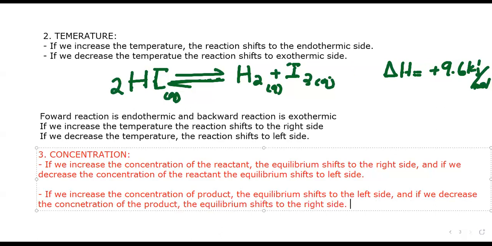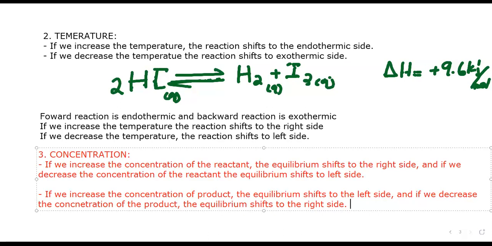If I increase the concentration of the product, the equilibrium will go to the left side. The reaction will go backwards. Why? Because we have too much product. According to Le Chatelier's principle, the reaction has to shift in such a way that it can oppose the change. So the change is an increase in concentration. To oppose it, I have to decrease the concentration. How can I decrease the concentration of the product? Make the reaction go backwards. Turn that product back into the reactant, right?